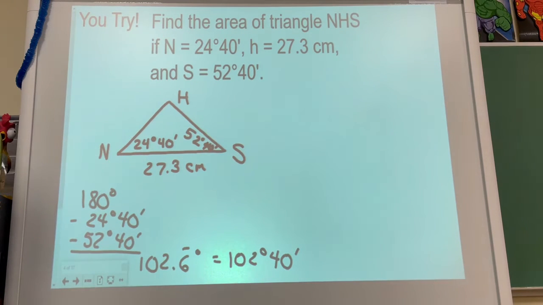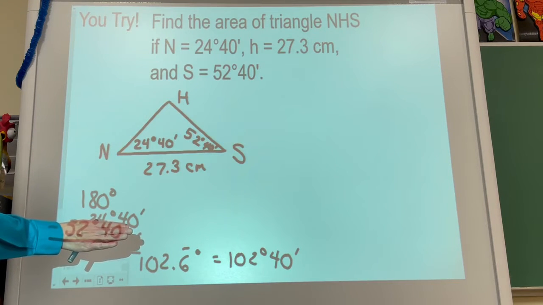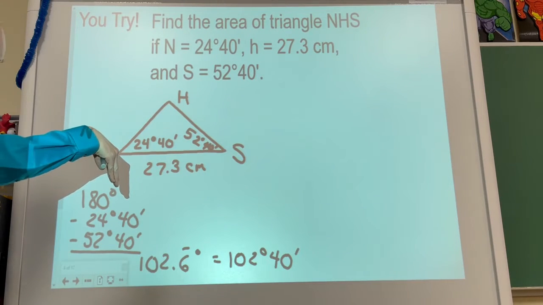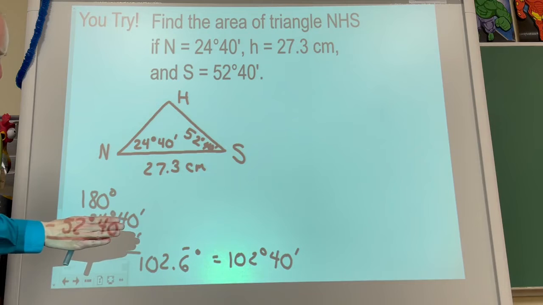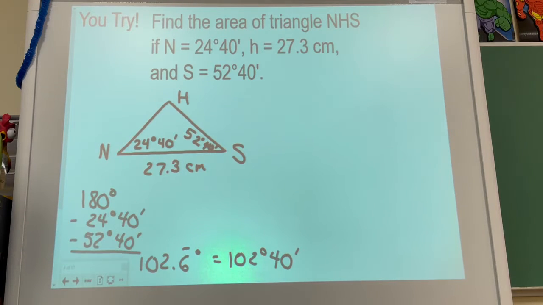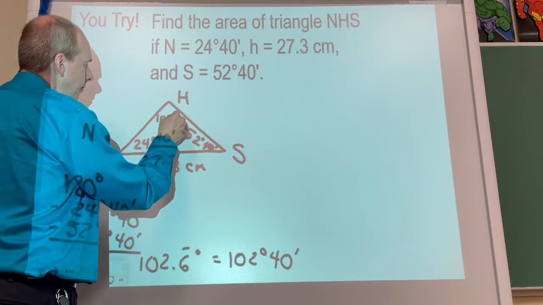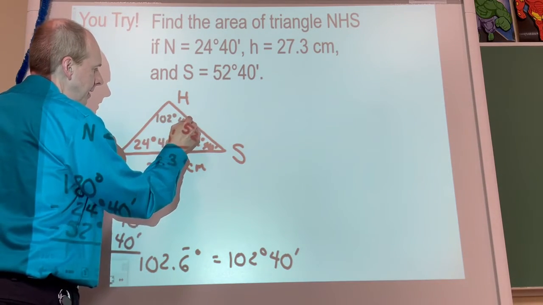You could do some borrowing over here. You could make this 179 degrees and 60 minutes. Take off your 24 40. See what's left? And then you'll probably have to borrow again, but you could end up by using 179 degrees, 60 minutes to start with as you subtract off your first one. So it's just borrowing from your degrees. Every 1 degree makes 60 minutes. So here's angle H: 102 degrees, 40 minutes.